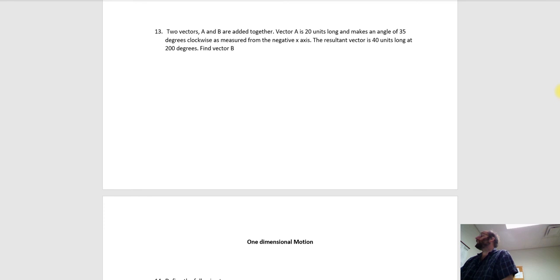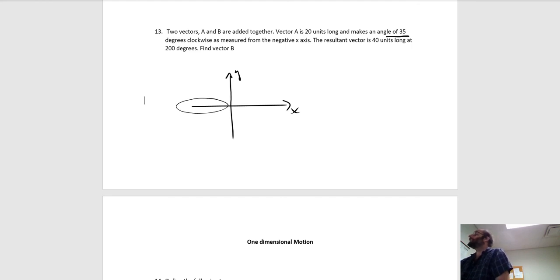Okay, number 13, two vectors are added together. A is 20 units long, makes an angle 35 degrees clockwise from the negative x-axis, right? So draw on a coordinate system, x, y. Now the negative x-axis is referring to this. So you're going to draw a vector 35 degrees clockwise from this, and that vector is 20 units long.